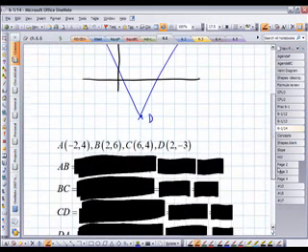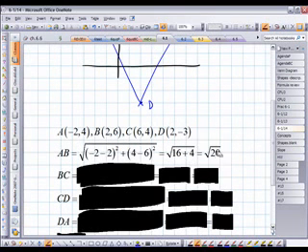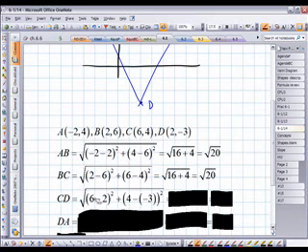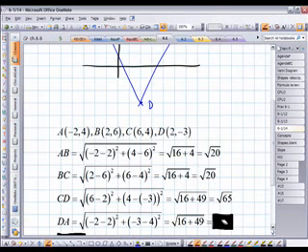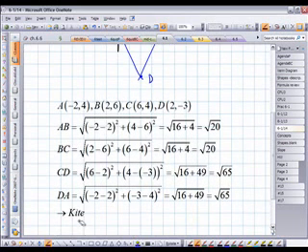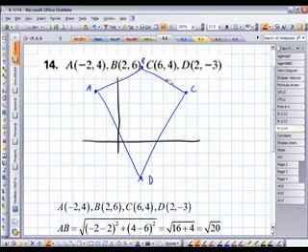So I just use distance formula. So from A to B, distance formula, rad 20, B to C, distance formula, rad 20, C to D. So now I'm not doing diagonals. Not diagonals, I'm doing sides. So C to D, distance formula, rad 65, and D to A, same thing, rad 65. And so what I've shown is the adjacent sides are the same lengths, so I have a kite. So we use the distance formula to show that AB and BC are the same, and AD and CD are the same.